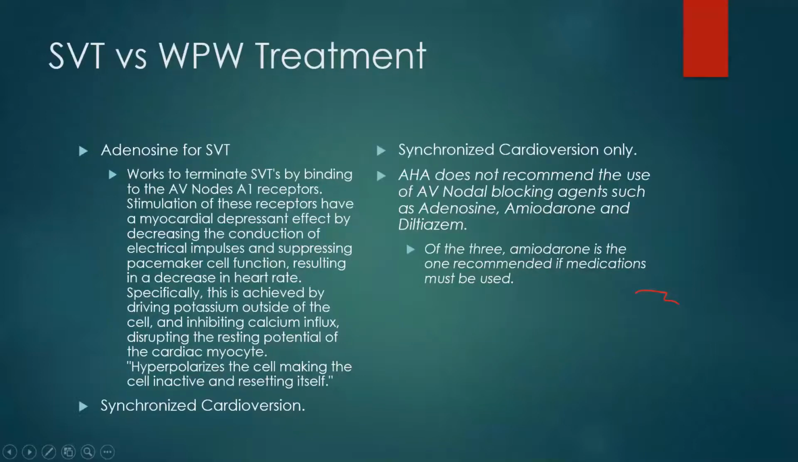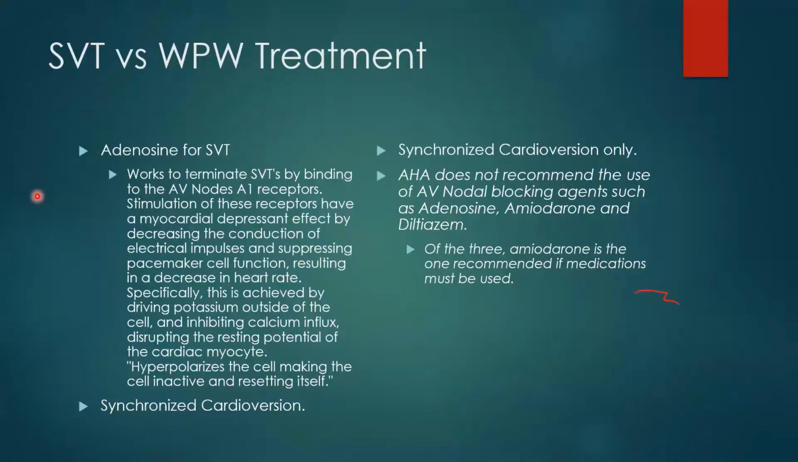So with supraventricular tachycardia, that's where we're gonna use adenosine. Adenosine is for SVT. It's a wonderful drug. It works. It terminates the SVTs. It binds to the AV node's A1 receptors. It stimulates these receptors, so it depresses the myocardial effect. It's a myocardial depressant effect by decreasing the conduction of electrical impulses and suppressing the pacemaker cell function. Yada, yada, yada. A lot of gobbledygook in there with how it inhibits the calcium influx.